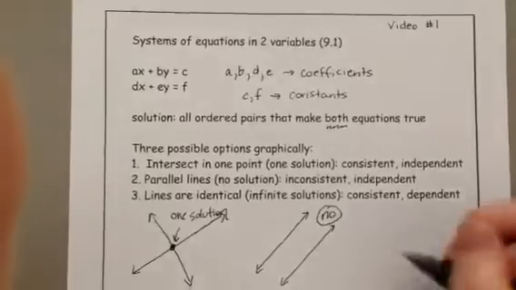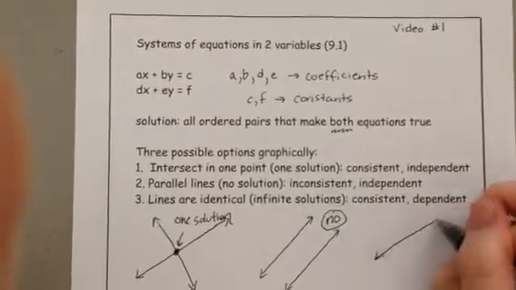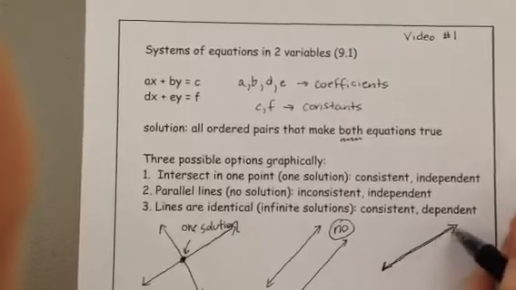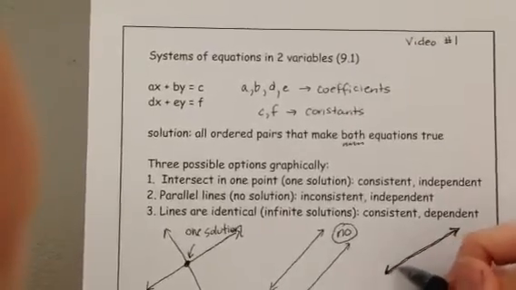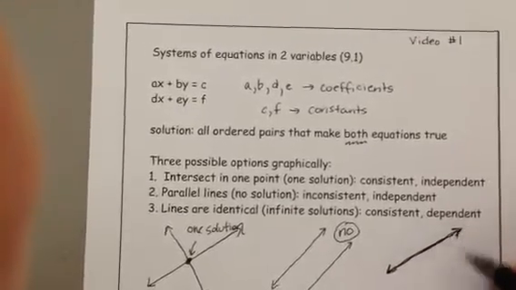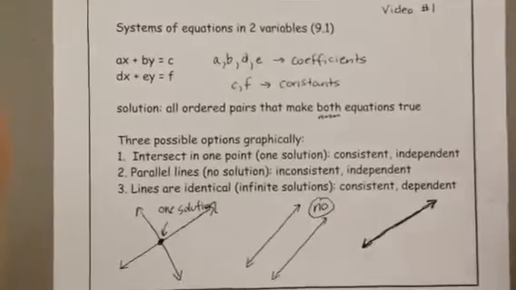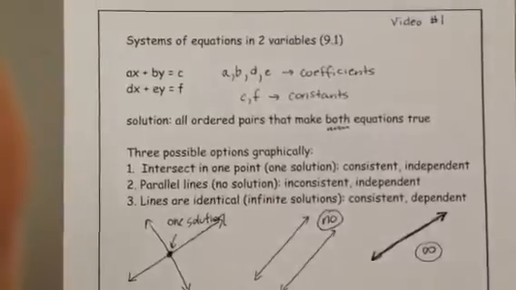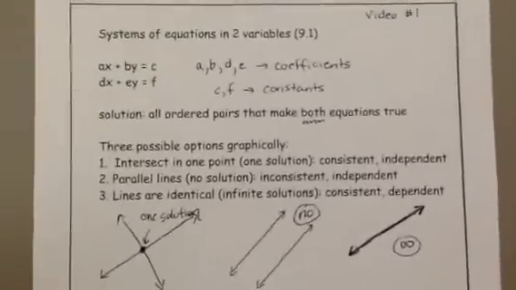And the third possibility is that if we graphed two lines and they actually graph the exact same line, it's just right on top of the other one. And since these are identical lines, there's an infinite amount of solutions because all of the points intersect and they're all the same.